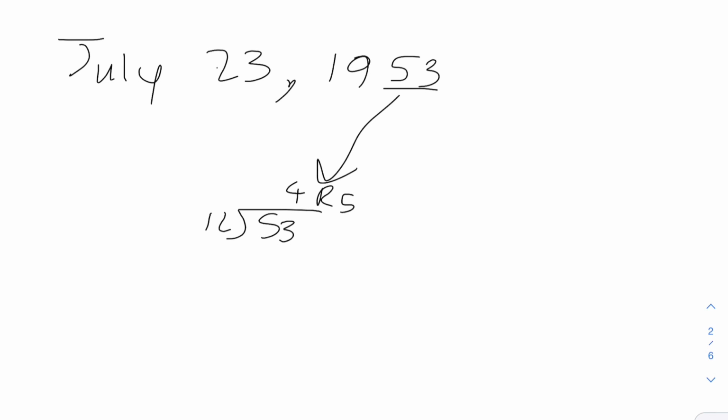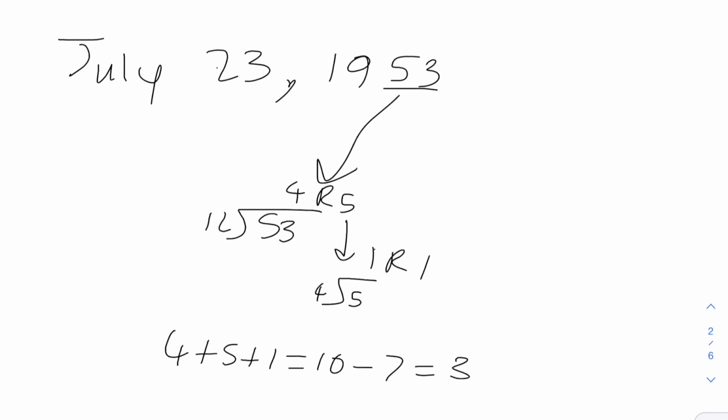Now we take 5, divide by 4, we get 1, remainder 1. We ignore the remainder and we just care about the 1 here. So now we add all our 3 numbers. So we have 4 plus 5 plus 1 equals 10. Subtract 7, so we get 3.